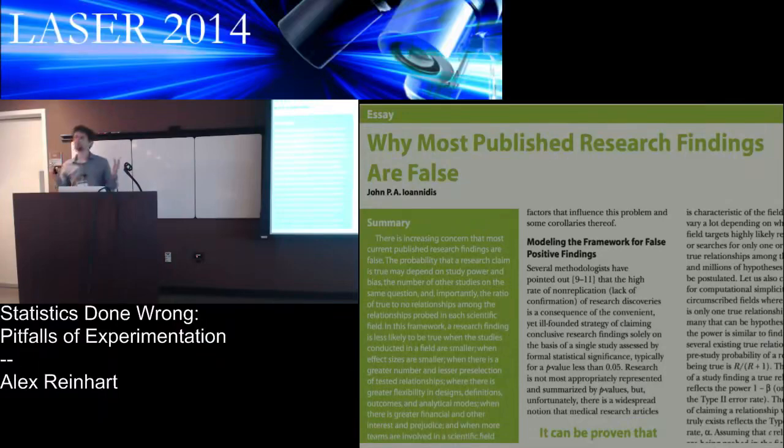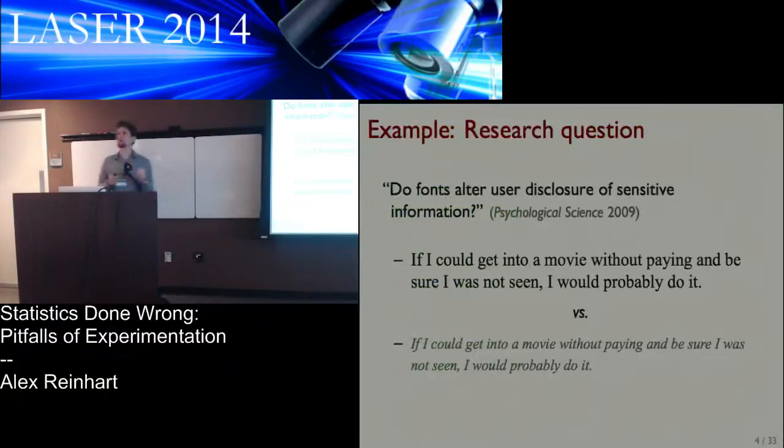So I think the best way to illustrate how people do the significance testing wrong is to give an example of one particular published research finding which is false. Some of you may remember this from last year. There was a paper presented that was trying to replicate this result. So in Psychological Science in 2009, there was a paper which asked the question, do fonts alter disclosure of sensitive information? So for instance, if I ask you a question like, if I could get into a movie without paying and nobody would notice, would you do it?